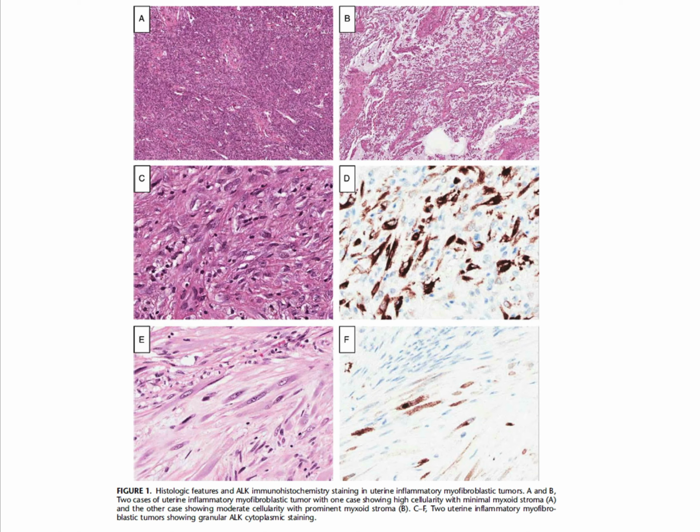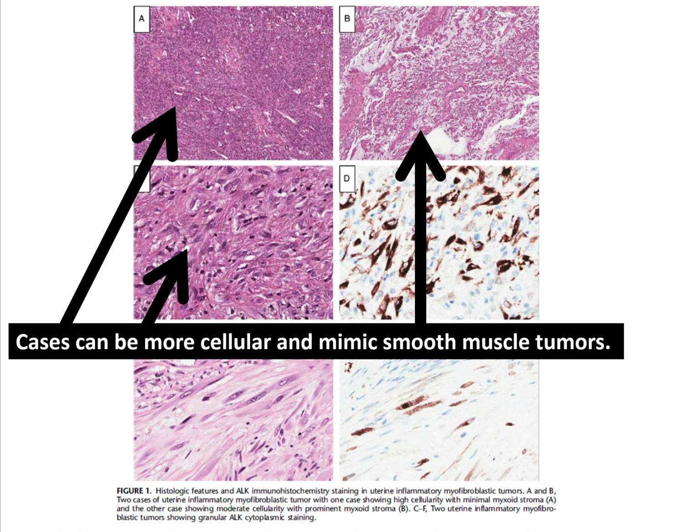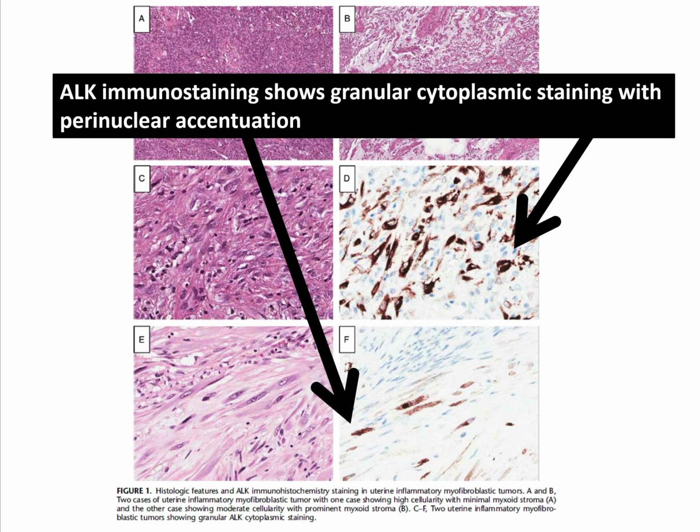This is a figure from that paper, which shows that cases can be more cellular and certainly can mimic a smooth muscle tumor, but that the ALK immunostaining shows granular cytoplasmic staining with perinuclear accentuation.